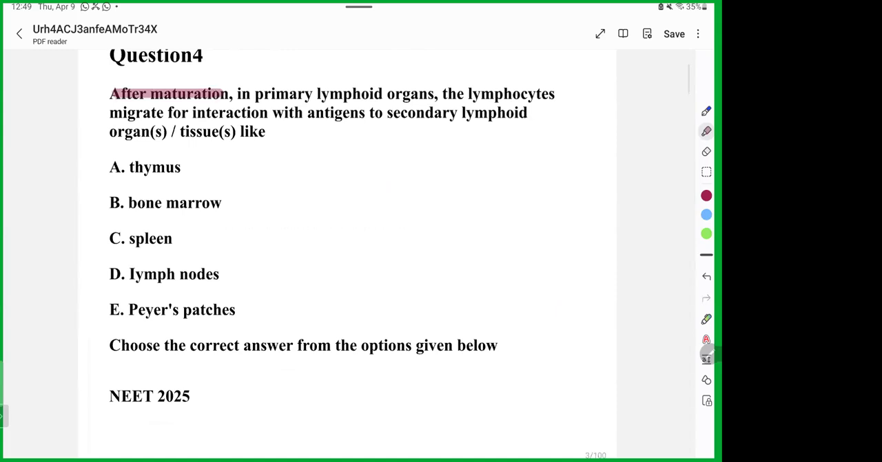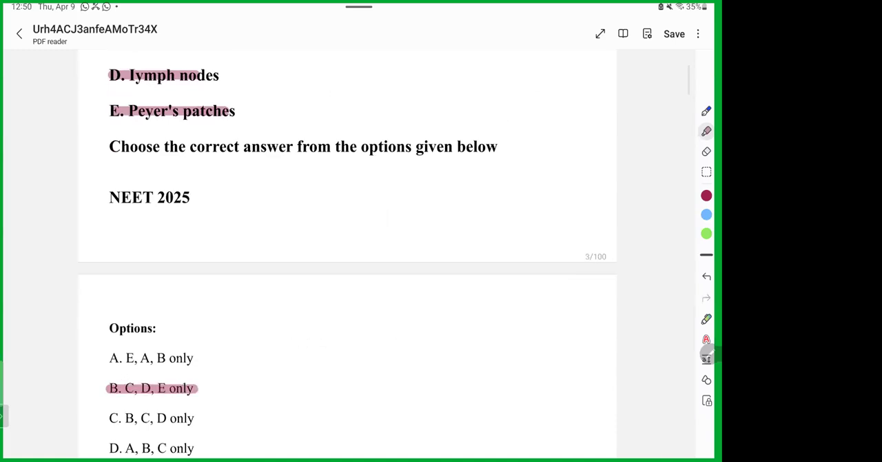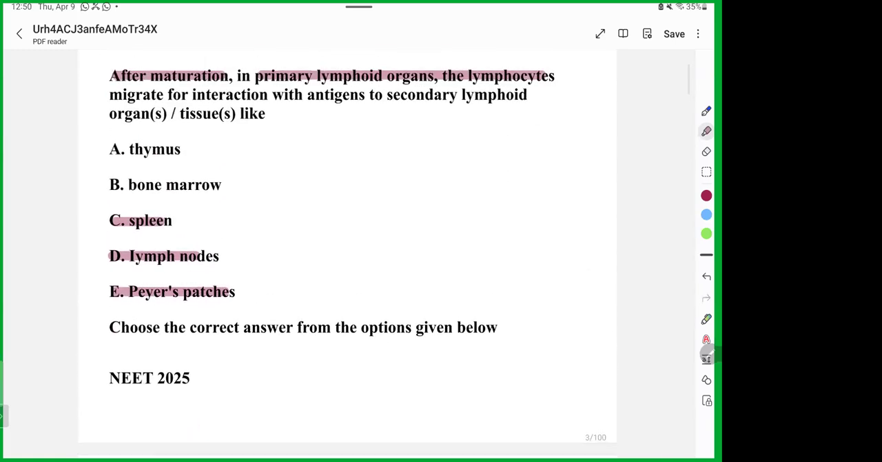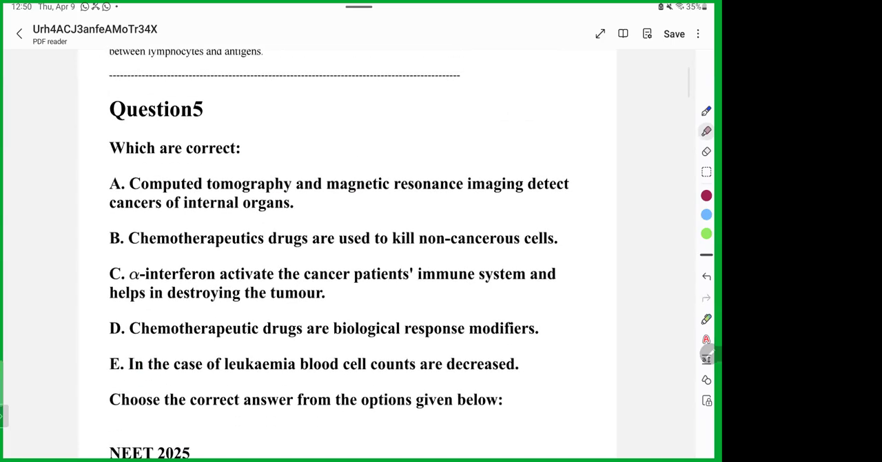After maturation, Barinder, primary lymphoid organ lymphocytes migrate to the interaction of the antigen to secondary sites, like C, D, E. Why? These 3 are secondary lymphoid organs. Thymus and spleen are primary lymphoid organs. Oh my god, 5 questions from this chapter.